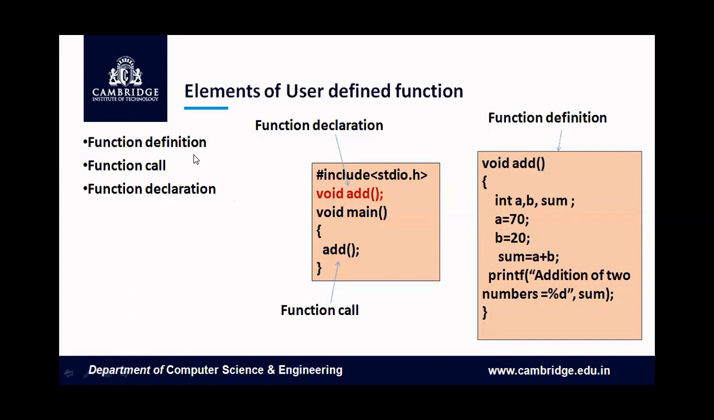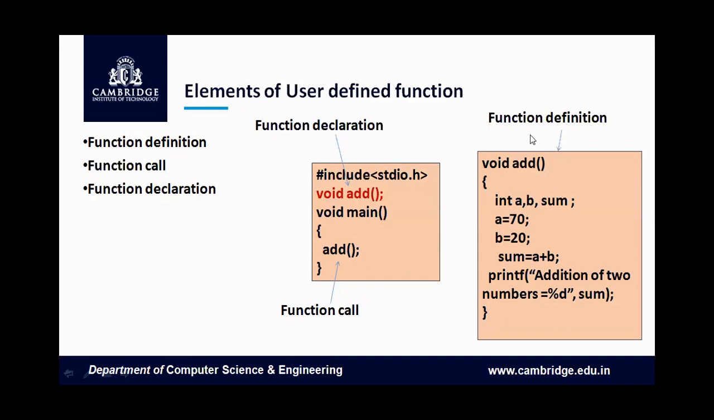What is this function definition? What is this function call? And what is this function declaration? Previously I used an example of add. Now I will take the same example just to show what these three things are. In the main function, I have called a function add. So we call it a function call.